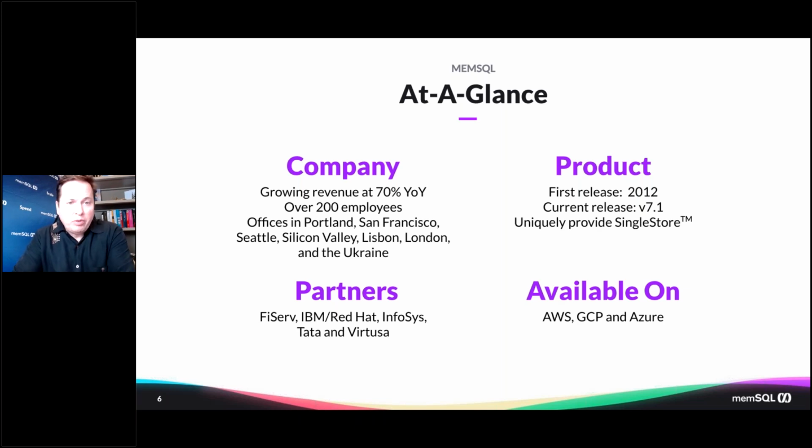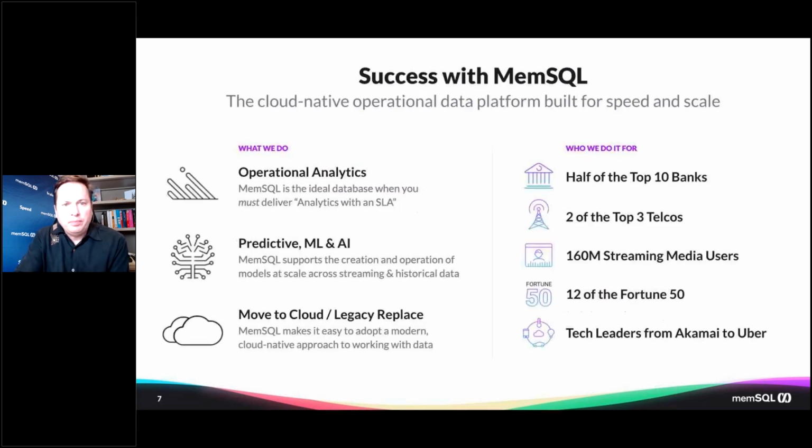We're a very fast growing company, as you can see, both in terms of revenue, but also in terms of employee base and locations around the world. Our product is going on a decade of maturity now. We're in the current release of 7.1, and we uniquely provide this concept of single store, which I'll describe in just a moment. As far as our partner ecosystem, that's growing very fast. And as I said before, the public cloud partners are among the places where MemSQL is available.